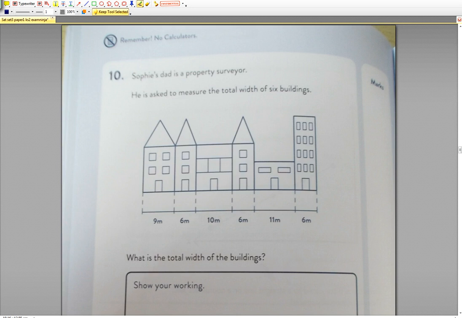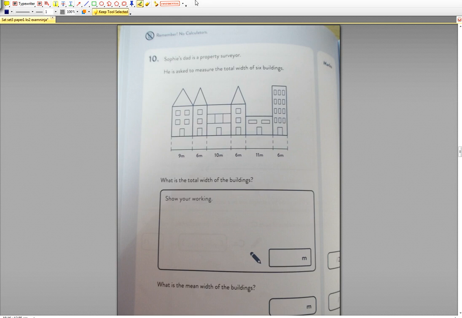That was an extra one, looks like. Okay, let's make the size a bit smaller. Okay, can we see this one?